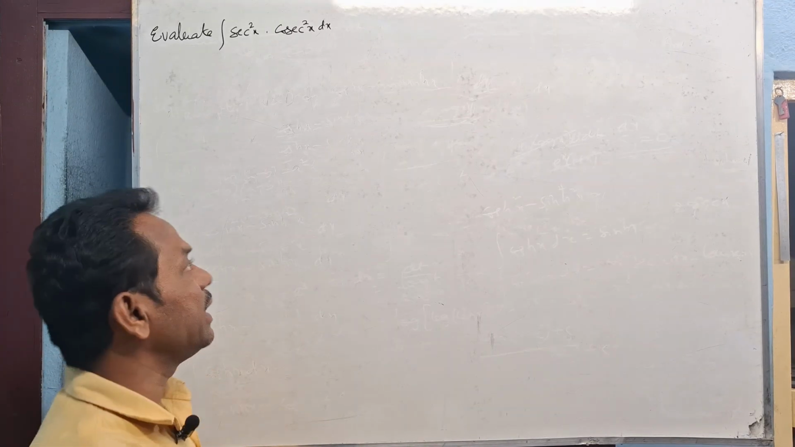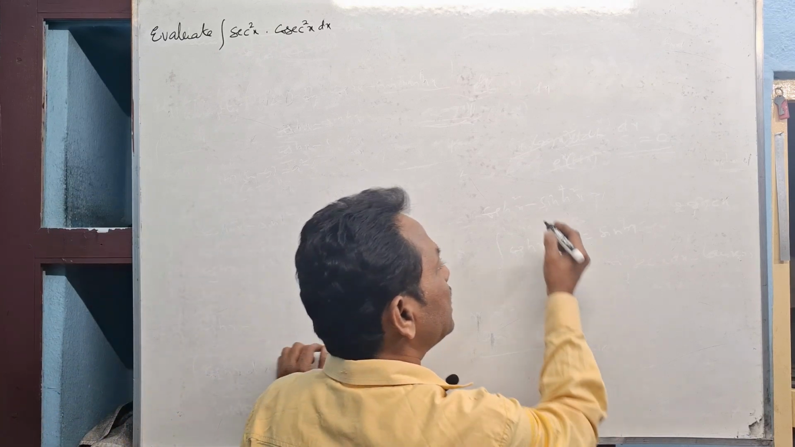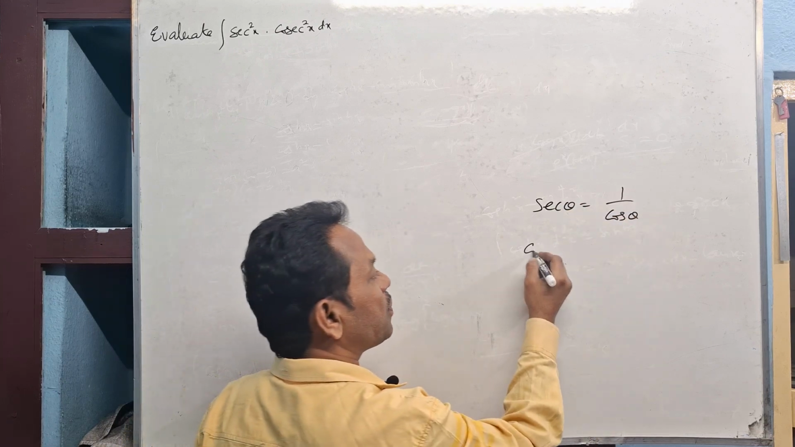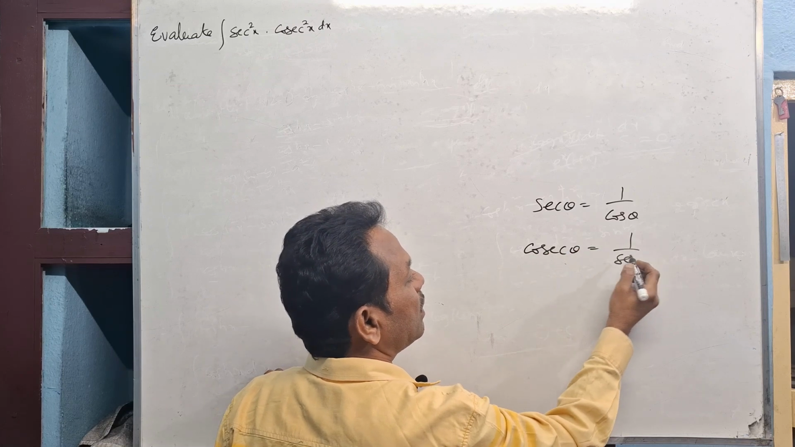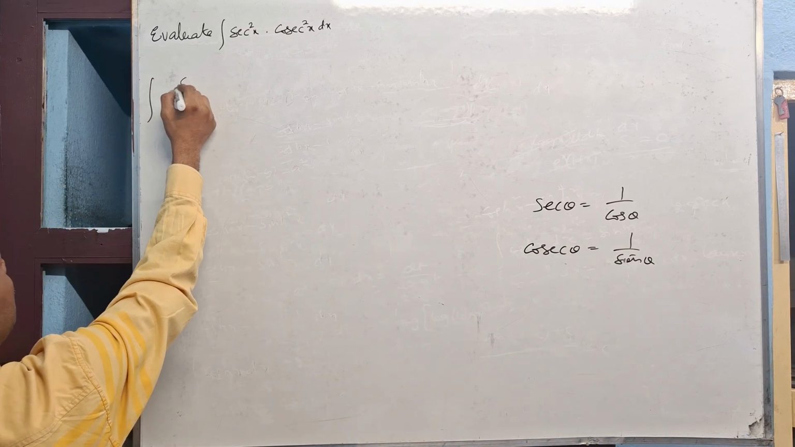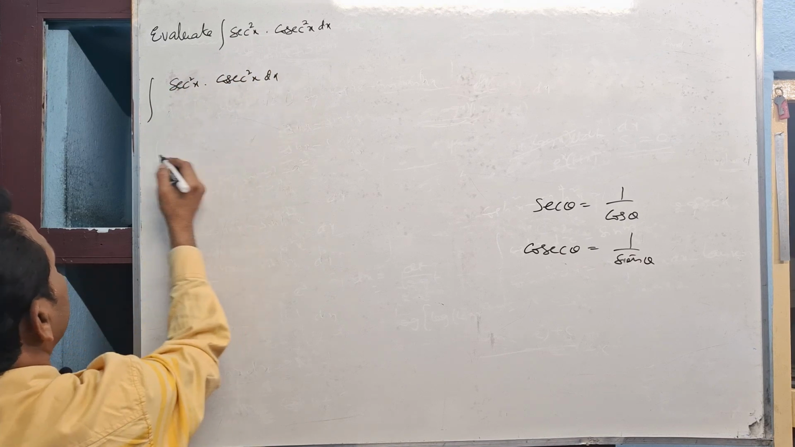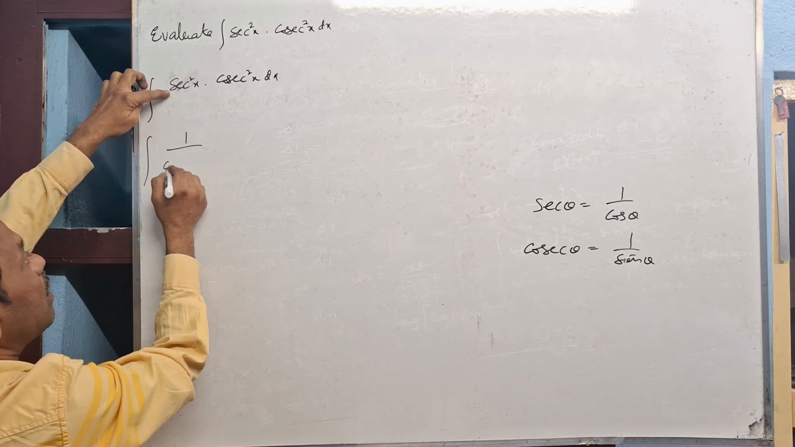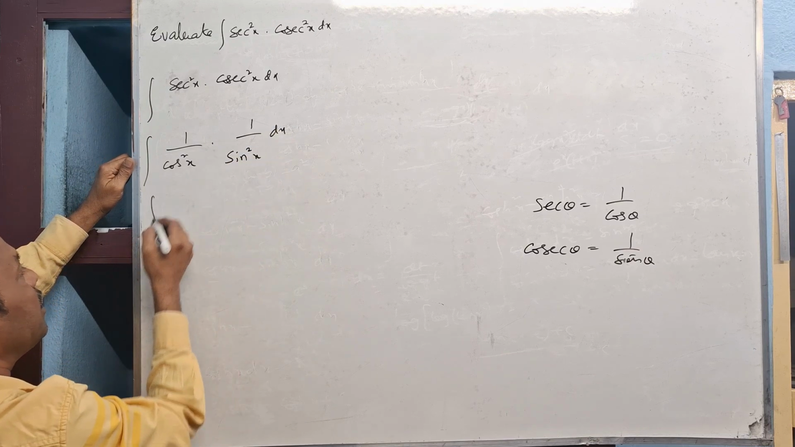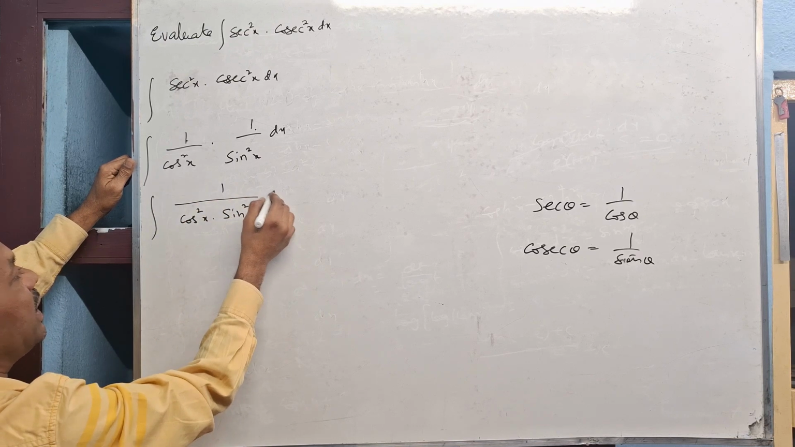In this question, we need the value of integration of secant square x into cosec square x dx. We know that secant theta is the reciprocal of cos theta and cosec theta is the reciprocal of sin theta. Let me use this formula here. So integration of secant square x into cosec square x dx. Now I can write this as 1 by cos square x into 1 by sin square x dx. So that gives you 1 into 1 by cos square x into sin square x dx.